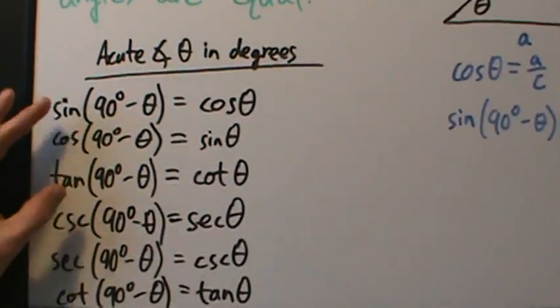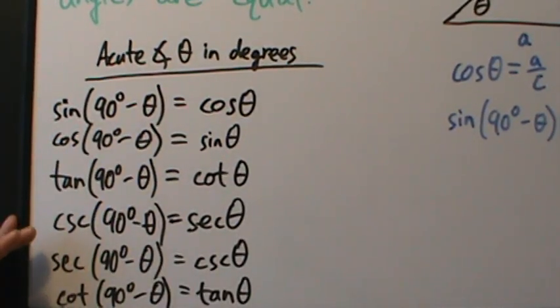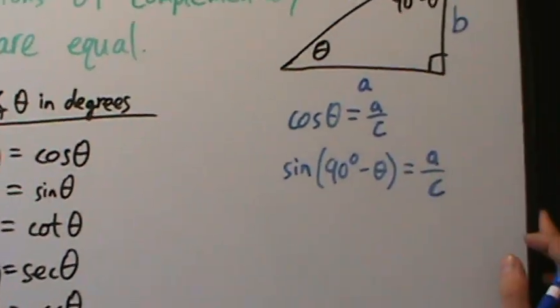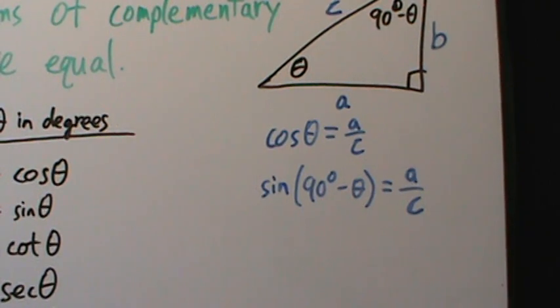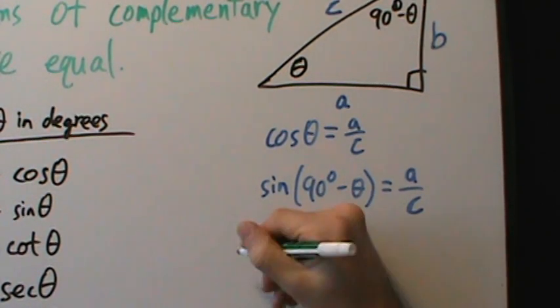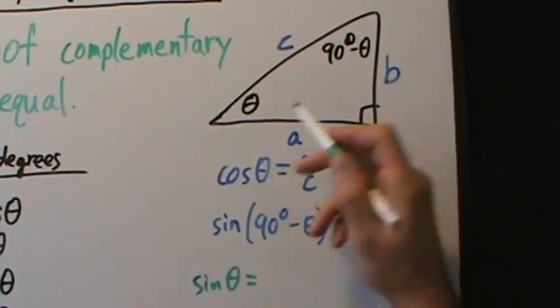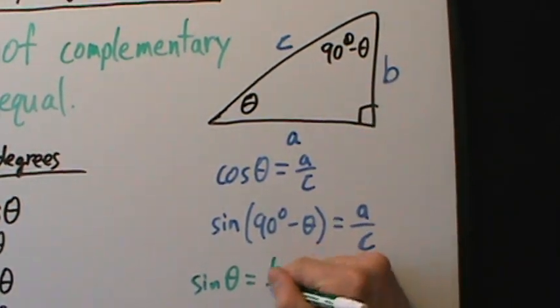So the exact same reasoning can be applied to these other 5 here, so we'll just go through some of them. So let's look at the sine of theta. Okay, so sine of theta is going to be the opposite over the hypotenuse, which is B over C.